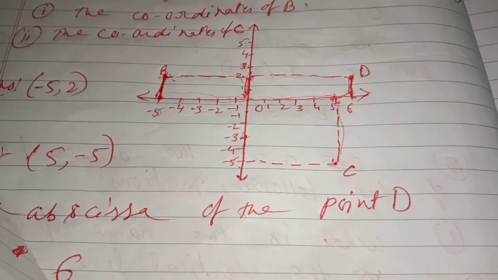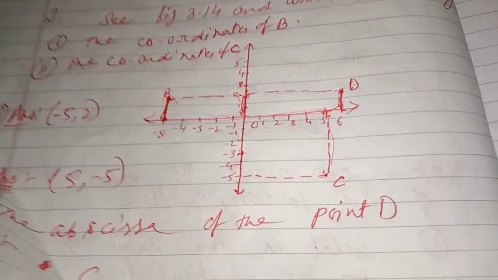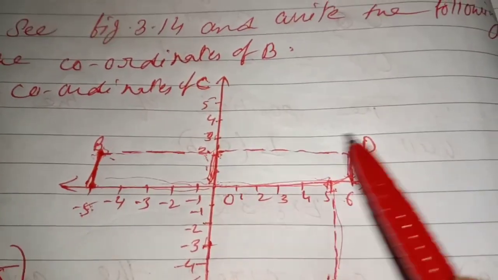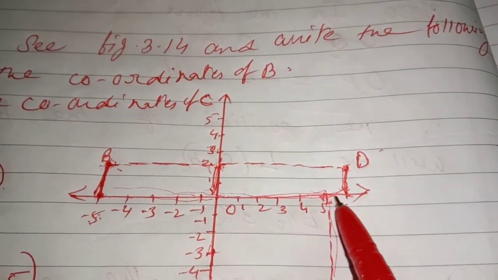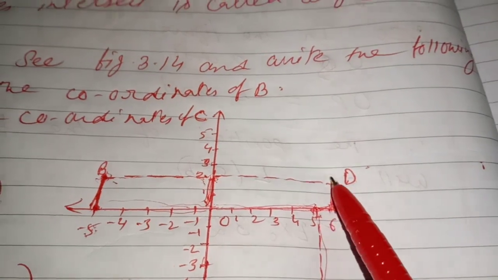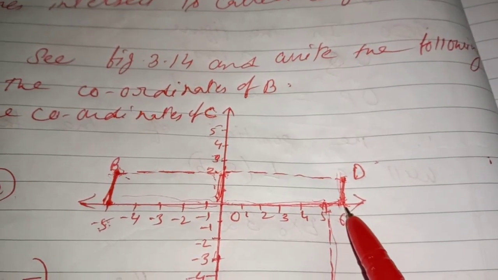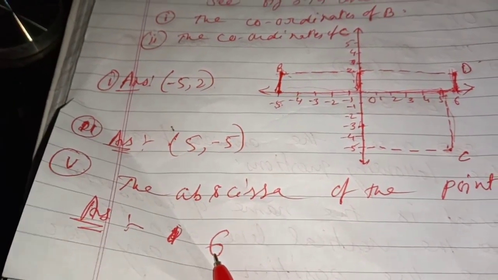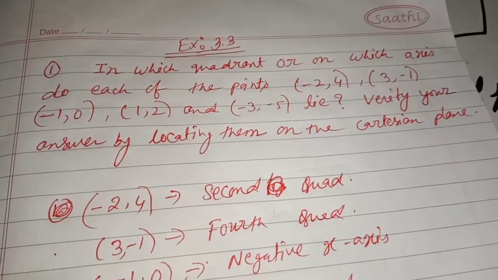One more question. Abscissa of point D. Here only you have to find the abscissa of point D, means value of X. So here you can see this is point D. This horizontal distance, what? Abscissa 6, and this is ordinate. This one no need, only 6, they are asking abscissa. So abscissa is 6. All of you understood?